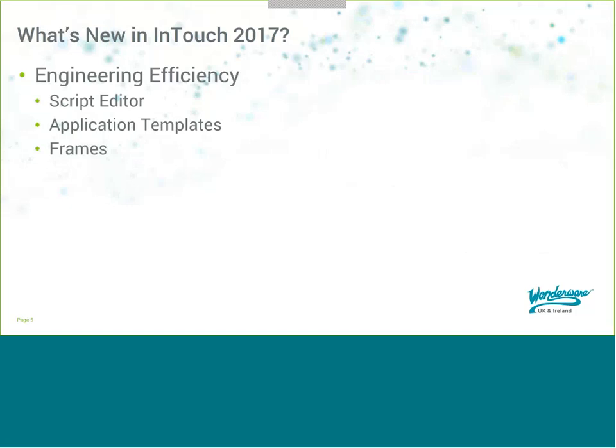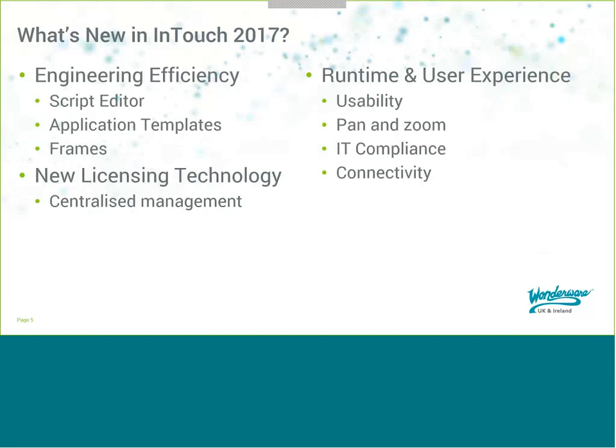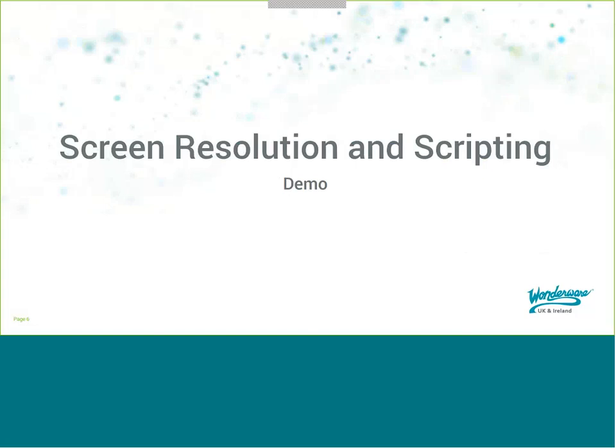So what have we got that's new inside of this release? There are a lot of engineering efficiencies, and I'm going to cover these in much more depth through some videos that I've put together. There's some new licensing technology, so they've changed the way that we license the products. It's all centralized, all makes sense, and it makes things much easier. And there's some nice runtime and user experiences that I'll also show in the videos as well. So to begin with, let's start with some of the screen resolution and scripting, which is obviously to do with the engineering efficiencies.